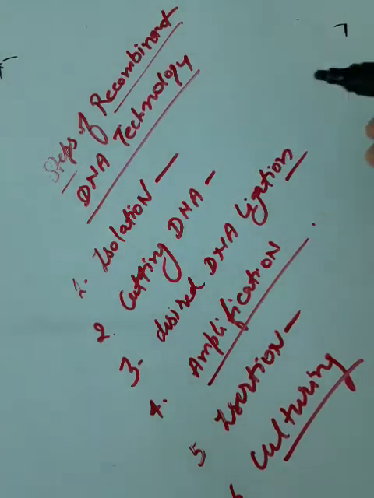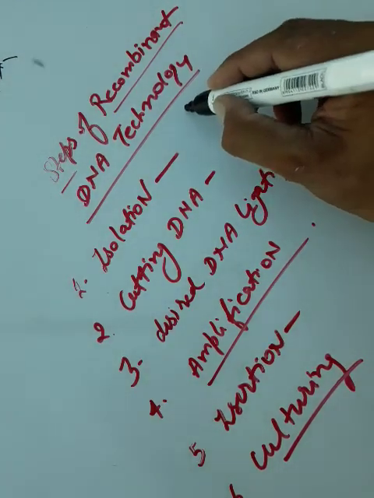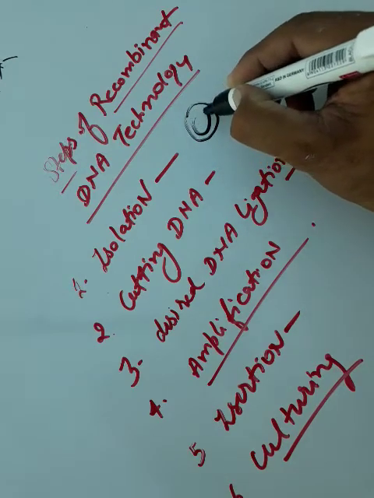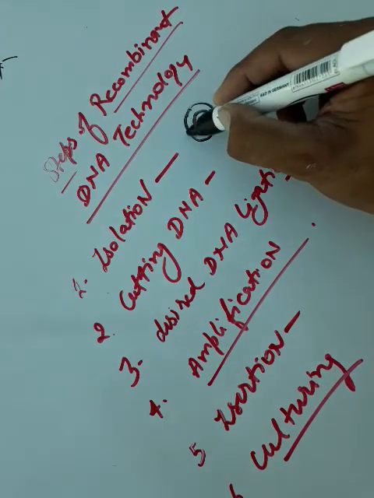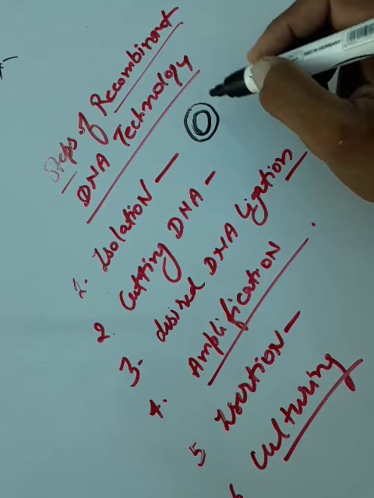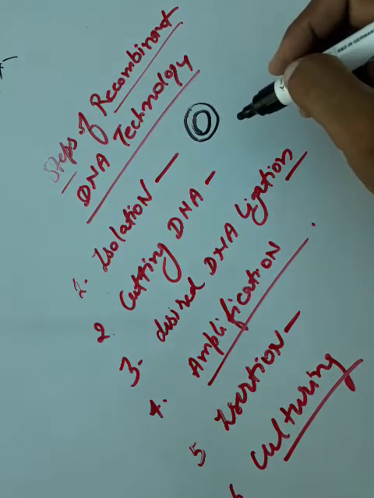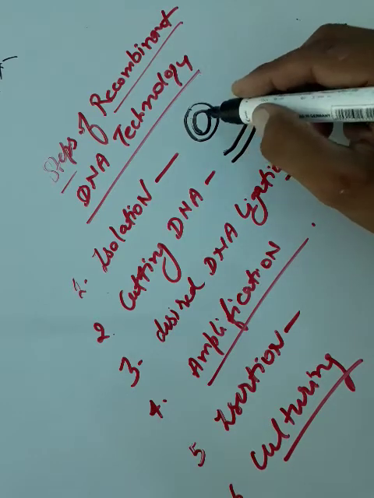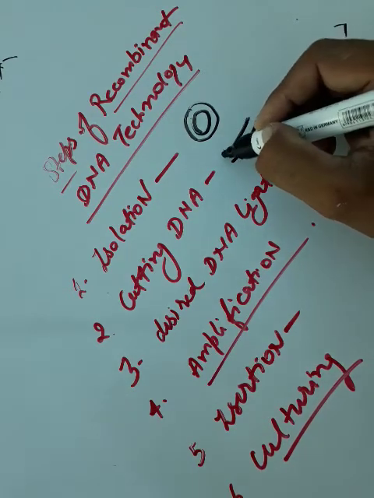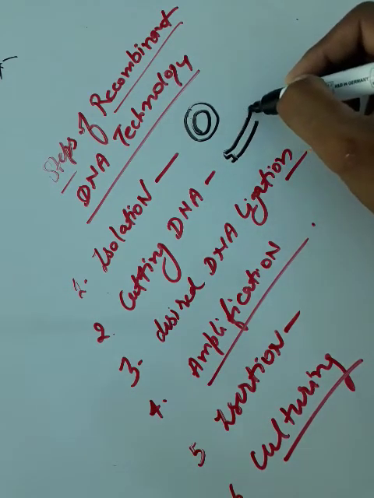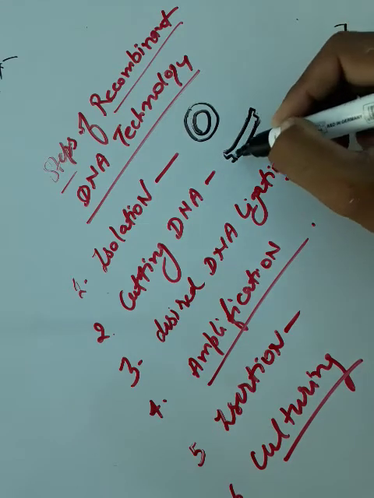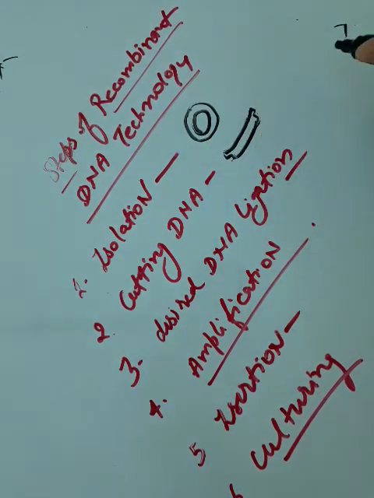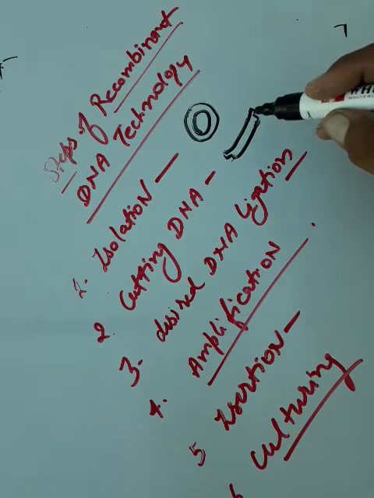Yes, first of all, isolation. For example, it is a desired type of DNA, and we will isolate this DNA from the cell with the help of many enzymes. After that, we will cut the desired segment from the cell with the help of restriction endonuclease enzyme. This restriction endonuclease enzyme is known as a molecular scissor.